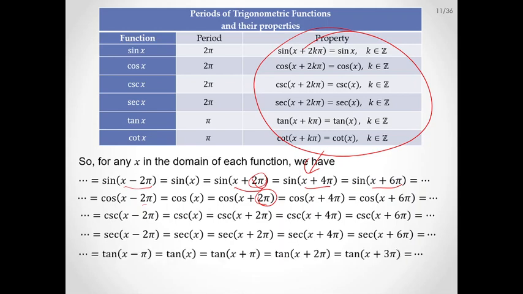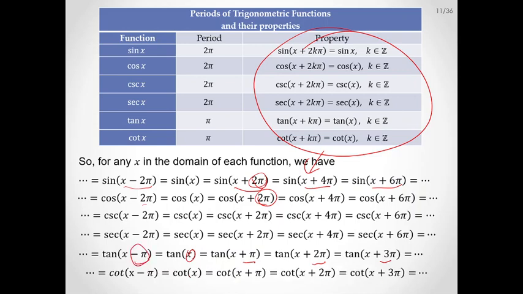For cosecant and secant, we have the same, but for tangent, pi later you will get the same value, and pi later again the same, and if you subtract pi, it's also okay. And we have the same thing for cotangent x: pi later, or pi before, you can go back, and they will have the same value.